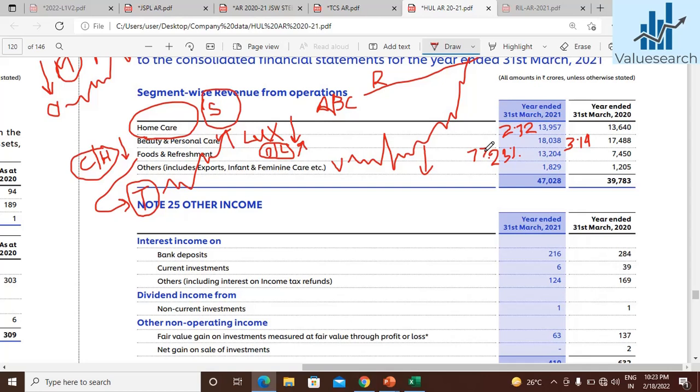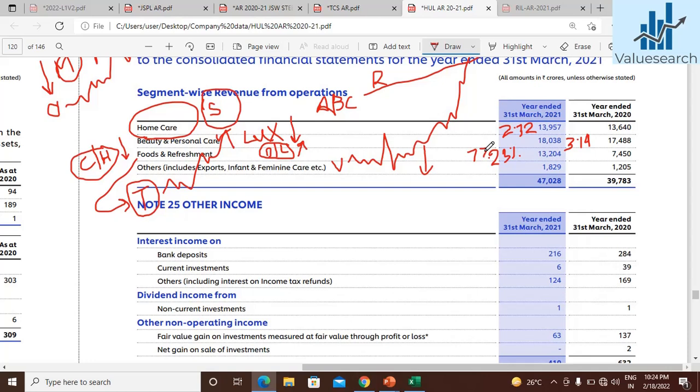But now why this food and refreshment segment has grown so significantly? The reason behind it, you must find out in the company's management discussion analysis or director's report, or while you will be reading about the company's acquisitions and its joint ventures and other stuff. There you will find the actual reason behind this huge jump of 77.23% in this particular segment.